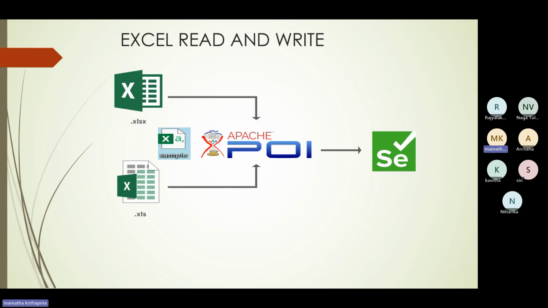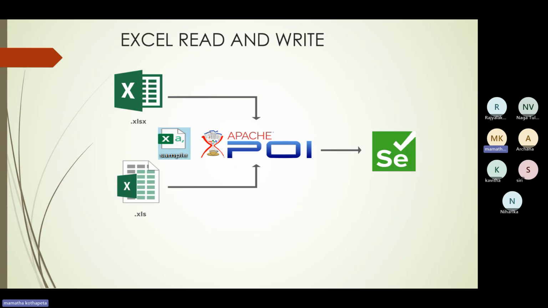Before we proceed further, in order for your Eclipse to support Apache POI, we need to download Apache POI to the local machine. Correct? This will definitely be an interview question people will ask: how do you read and write Excel files in your automation? What should your answer be?